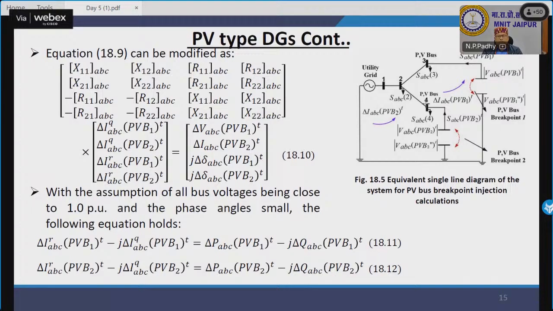Now this model can be extended, and you can also rewrite this equation with the X matrix and the R matrix multiplied by the I matrix, which will give you the voltage matrix. So I have combined it as a single matrix RX multiplied by the current matrix, which will give me the voltage matrix and delta matrix. With the assumption of all voltages being close to 1 per unit and the phase angles being small, the following equation can be further simplified. The changes will not exist. So 18.11 and 18.12 can be extended out of 18.12, considering the voltages become close to 1.